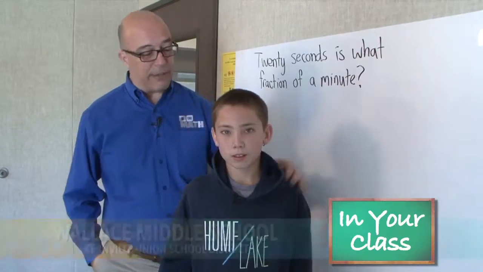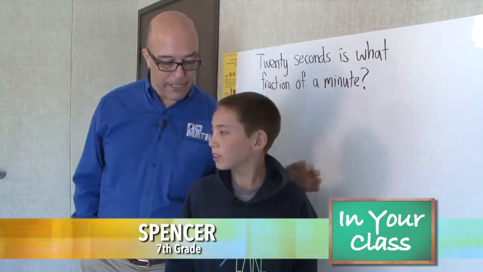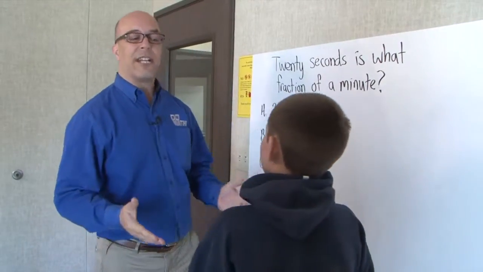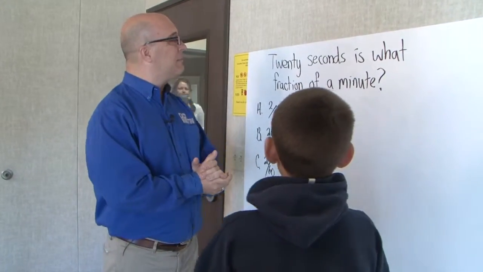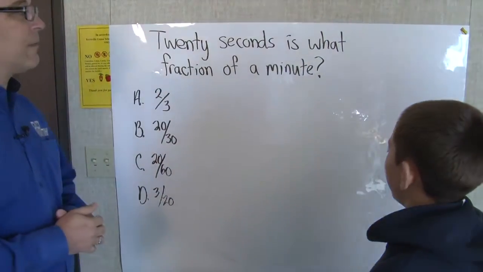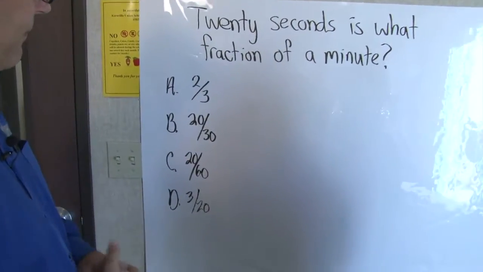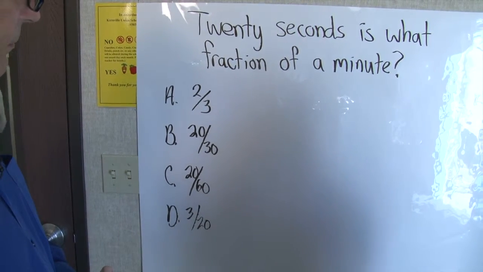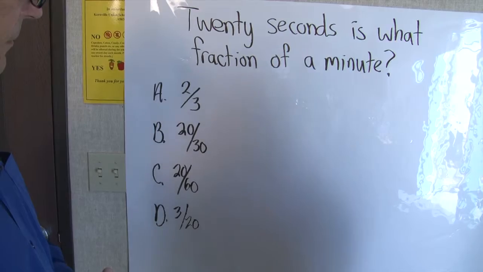Well, today we're at Wallace Middle School, and with us this afternoon we have 7th grader Spencer. How are you? Good. You ready? Yeah. All right, we've got one problem right here, and this is kind of a problem that you would see on a standardized test. Let's go ahead and read it. Why don't you read it for us? 20 seconds is what fraction of a minute? And what are our options here? A, 2/3, B, 20/30, C, 20/60, and D, 3/20.